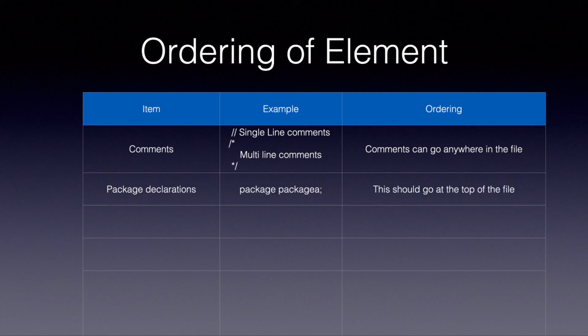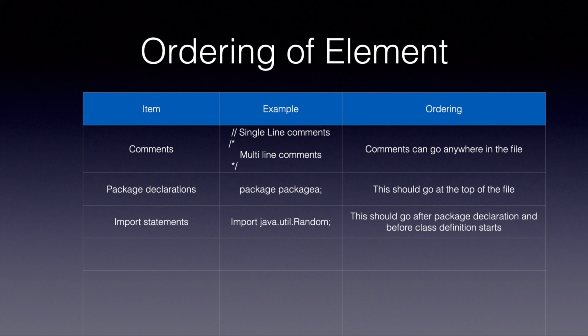The package declaration. As we have seen previously, we can do the package and then give the package name with the semicolon. This line has to be the very first executable line of the Java file. The comments can be above it, but comments are ignored by the compiler, so they are not considered as executable part. So this has to be the first executable part of the file. The next step is the import statement. Import statements should go after the package declaration and before the class definition starts. And after that, we will have the class declaration.